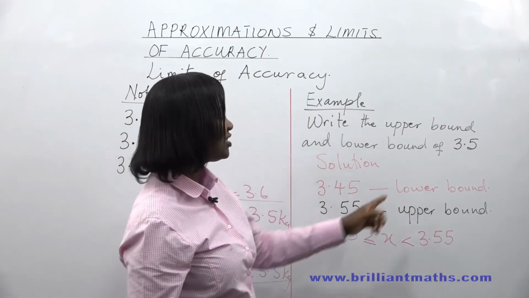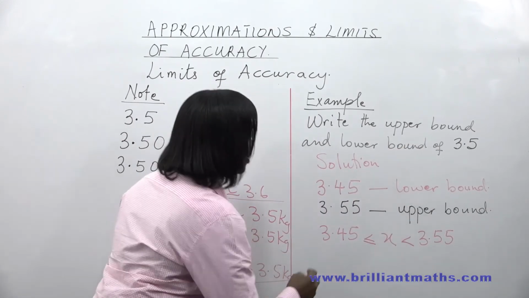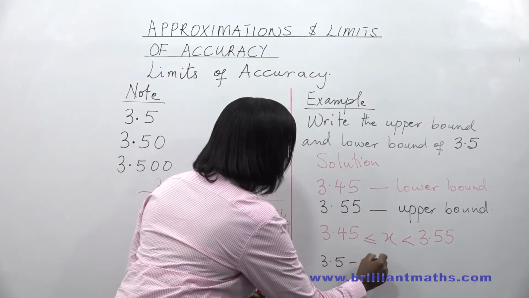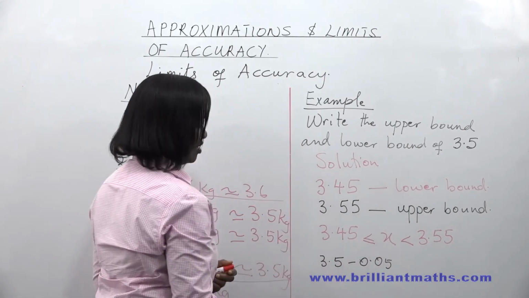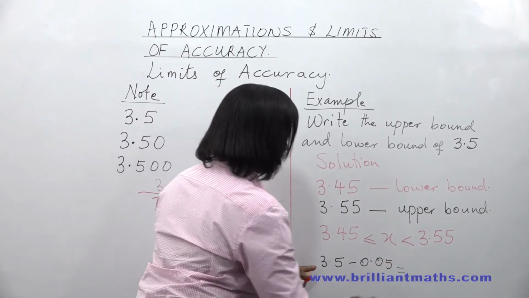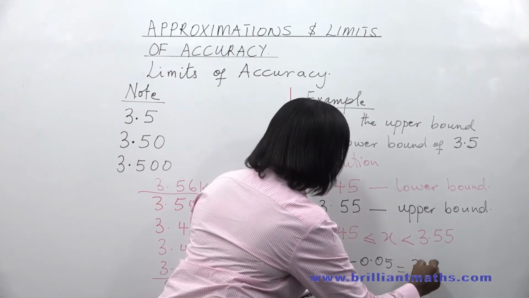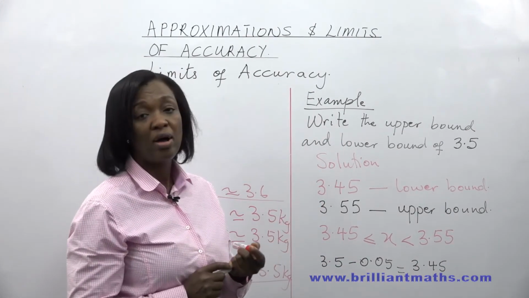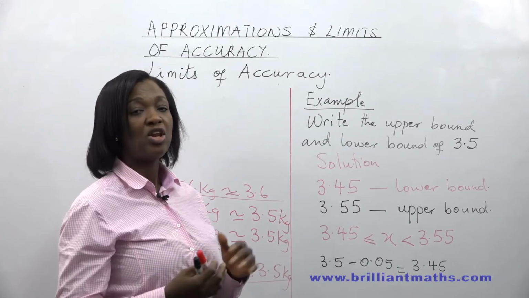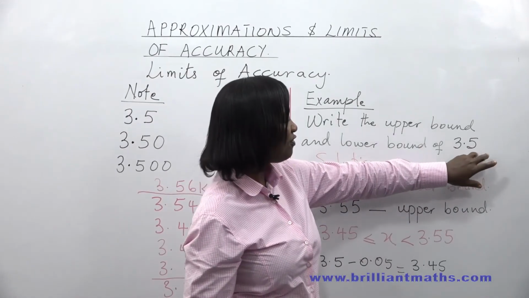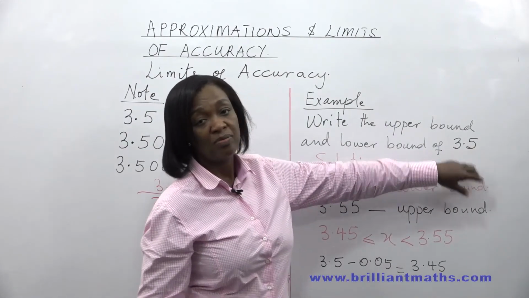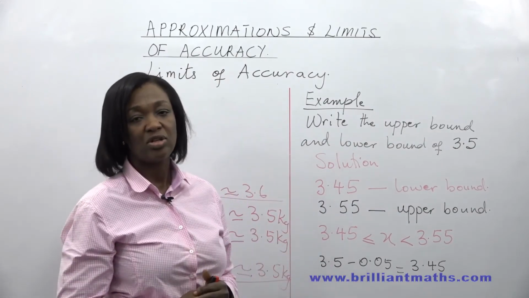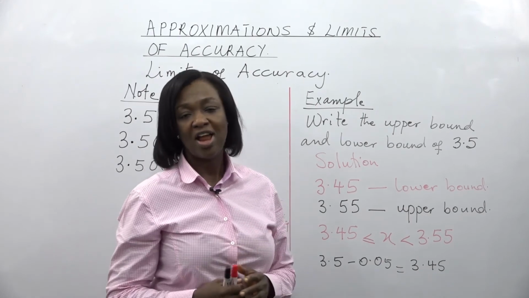And if you subtract, let's do that one, 3.5 minus 0.05, that will give us 3.45. And that is our lower bound. So to find the upper bound and lower bound, find half of the place value that the number has been rounded to, and then add and subtract to the number to find the upper bound and the lower bound.